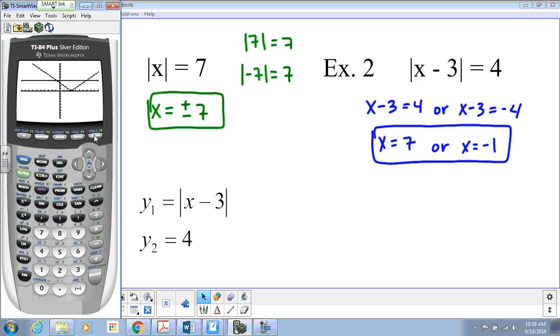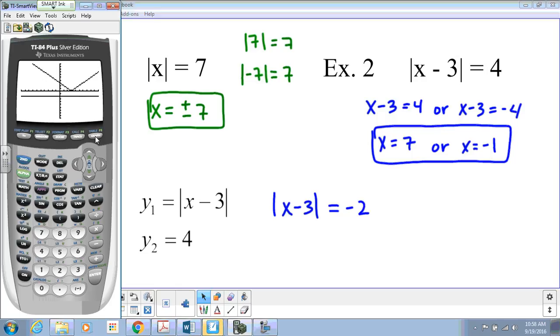So that is why you're going to get 2 solutions, except right here at the vertex, you would only have 1. Or down here, like if this had said absolute value of x minus 3 equals -2, okay, well, what is that? So I want to know, where does the -2 intersect?